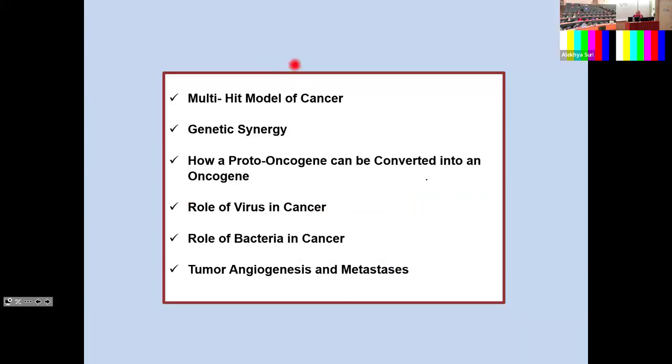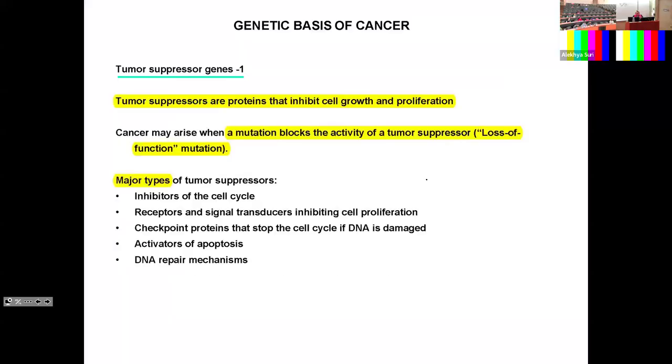We saw the multi-hit model of cancer, genetic synergy. Then we have how proto-oncogenes convert into oncogenes, the role of viruses, the role of bacteria, and previously we also saw tumor angiogenesis and metastasis. So now we saw how proto-oncogenes become oncogenes. In this case, we are going to focus on the tumor suppressors.